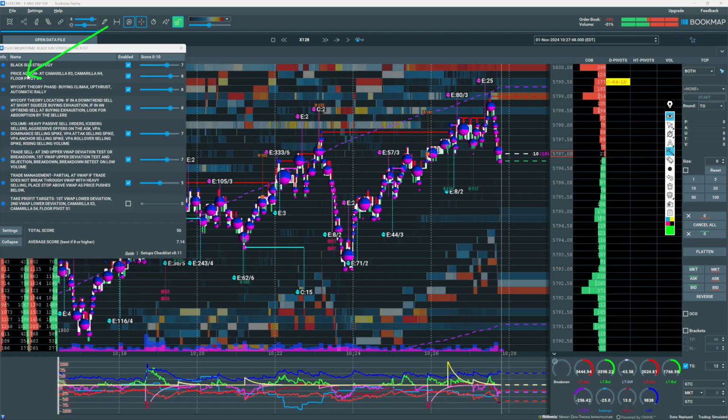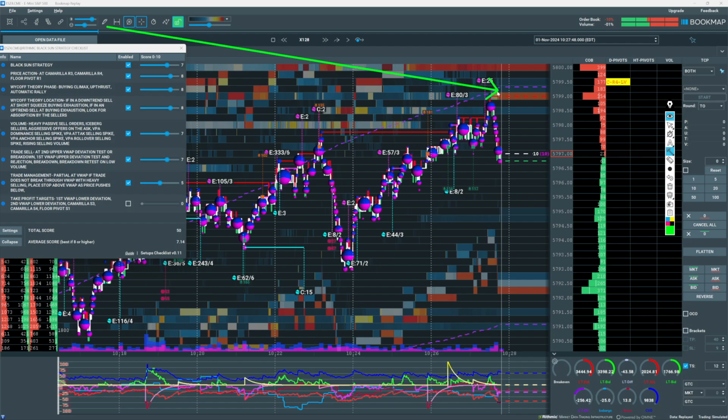Price action is supposed to be around Camarilla R3, R4, or floor pivot R1. So I'm looking for a resistance pivot level, right? Those are resistance pivot levels. We have Camarilla R4 here, which is in a lower value relationship, the most bearish the Camarilla relationships can get. So any price popping up to this level is in the most jeopardy of getting rejected, right?